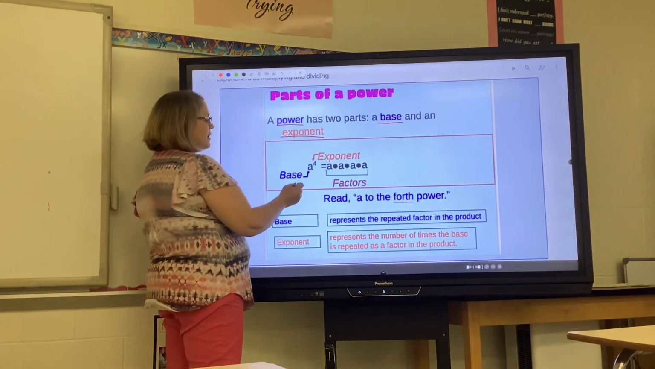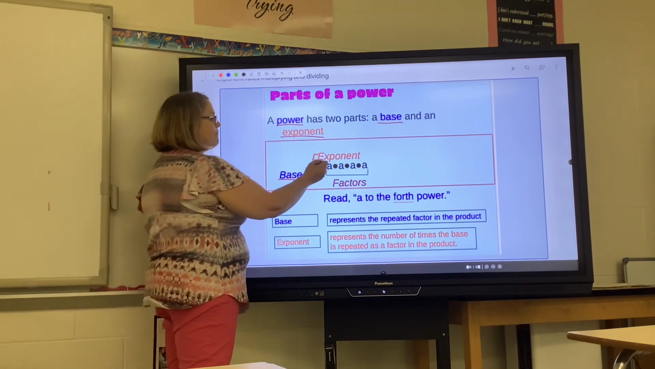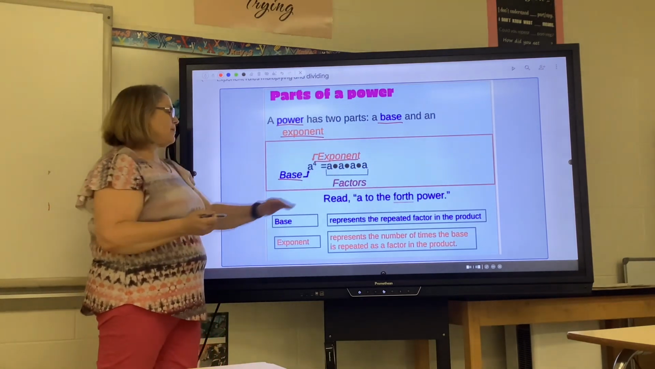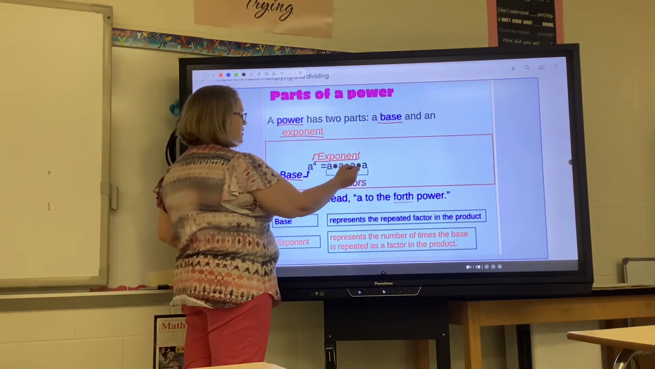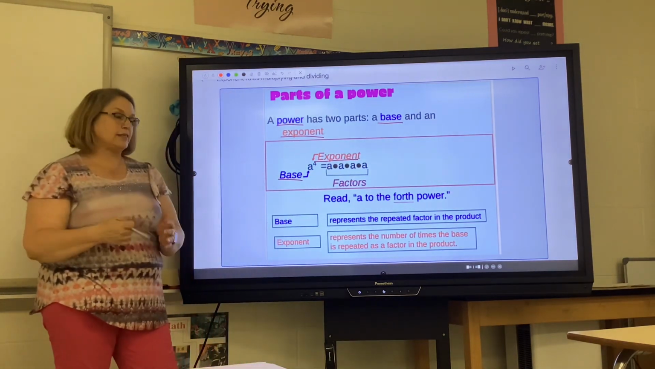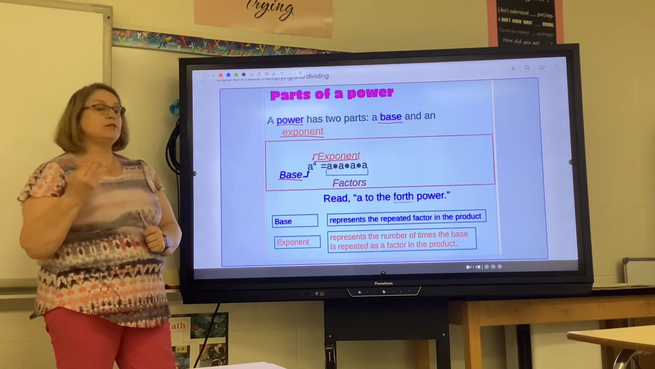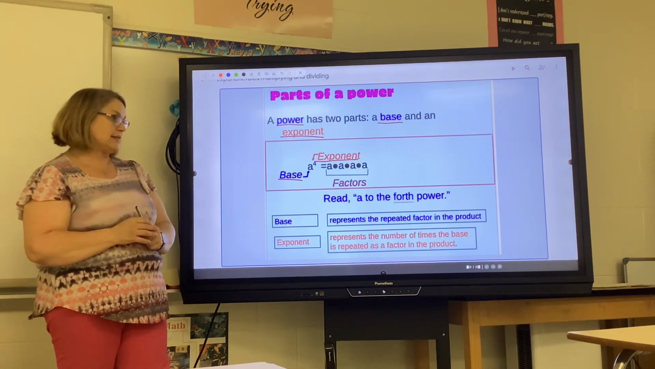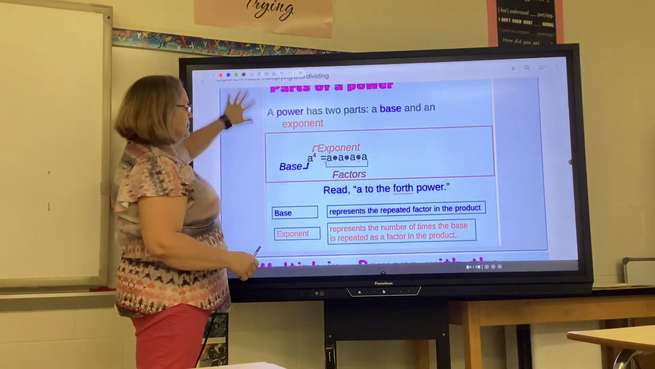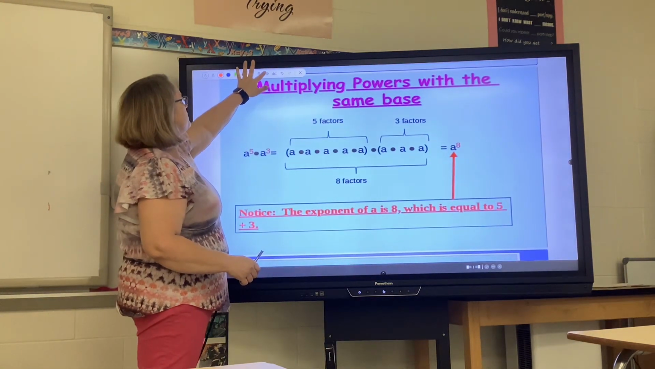So pointing at the large A is base, pointing at the small 4 is exponent, and then the factors I need you to write in A times A times A times A. Those are the factors. We read it as A to the 4th power. Please don't say A4. That doesn't make sense. Next part, which says multiplying powers with the same base.